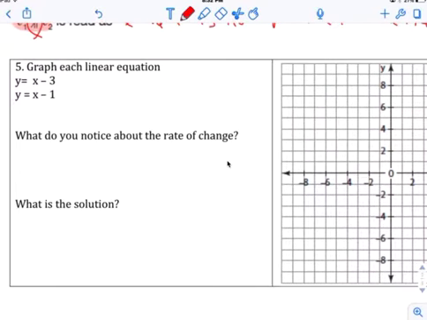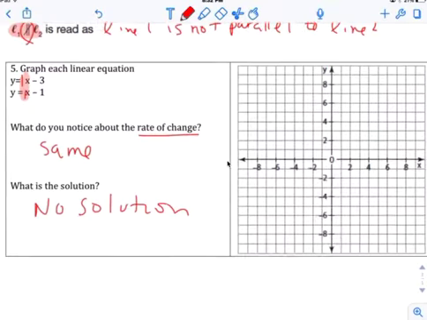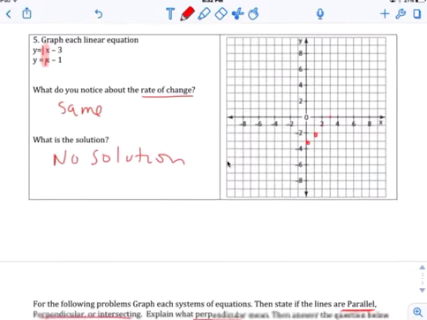What do you notice about the rate of change? Notice the rate of change. Visible 1 here, the rate of change is the same. Okay? And there won't be any solution. There's no solution here because they don't meet anywhere. The rate of change is the same. So graph that. You all know how to graph this by now. So I won't graph it.